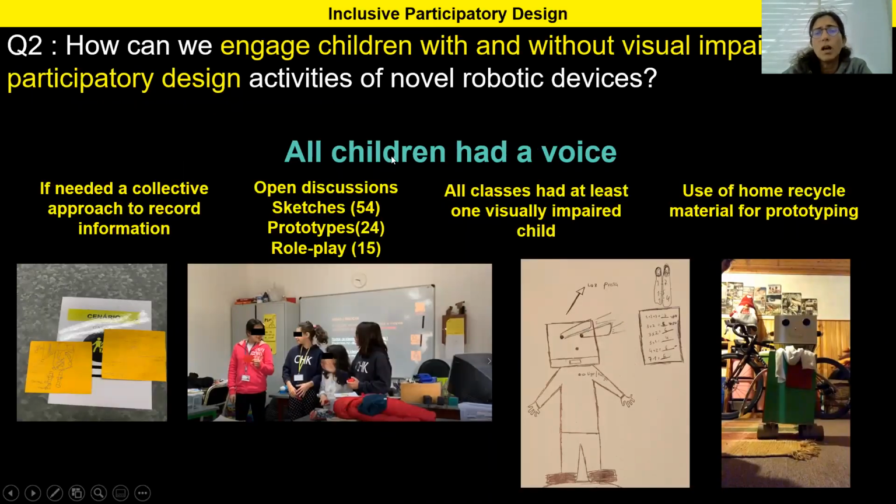Additionally, we wanted all children to have a voice, so we helped children to collect information when they had any constraints in reading or writing or any visual impairment constraint. We opened discussion, created sketches, prototypes, and role plays, and we used home recycled materials for their prototypes.